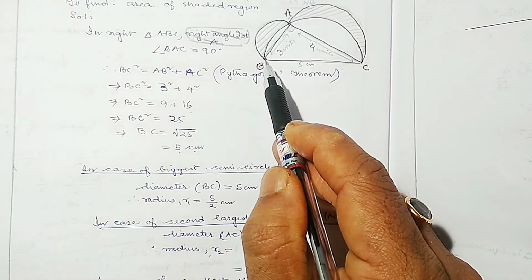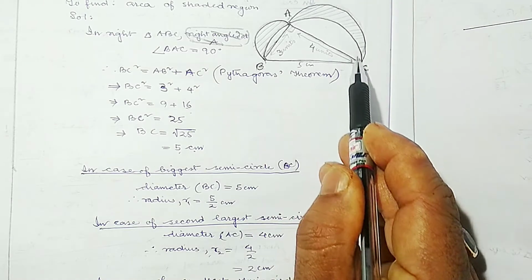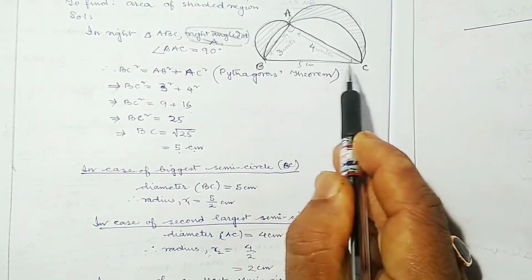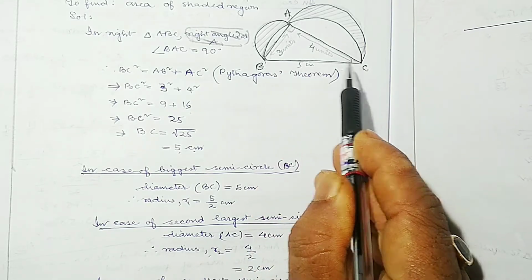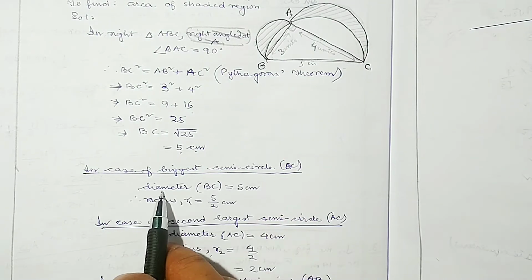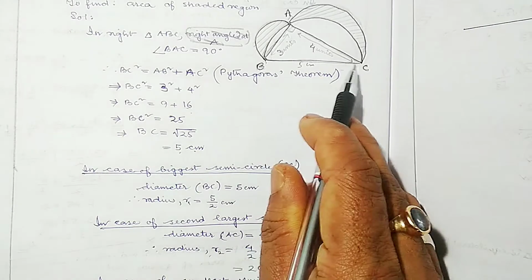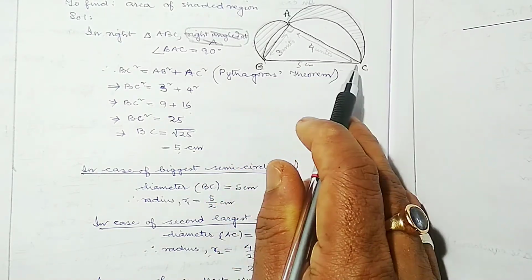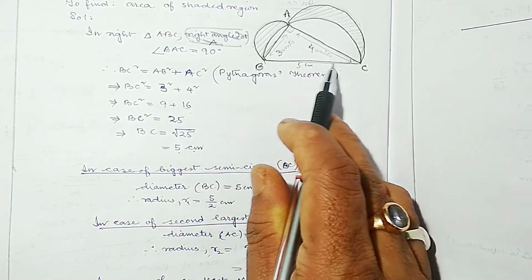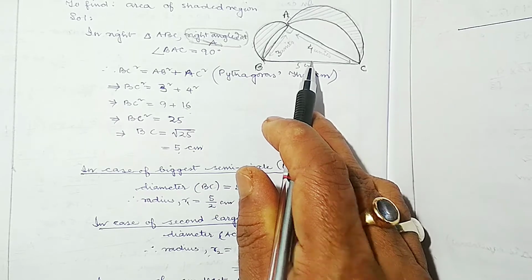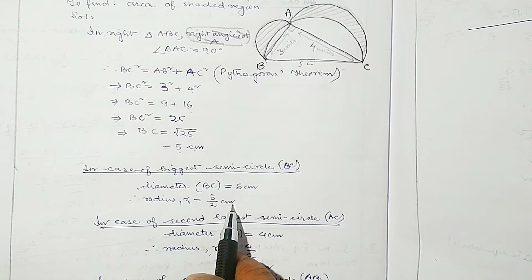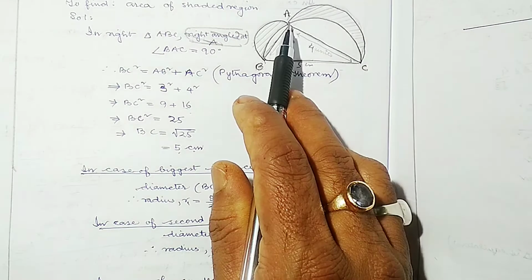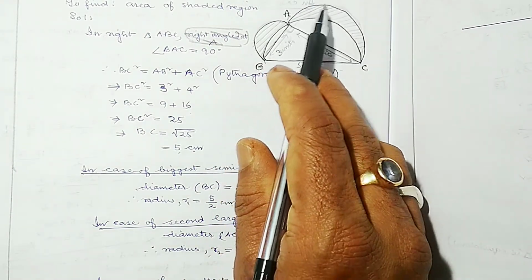Now in case of the biggest semicircle, which is drawn by taking BC as diameter, you can see here the diameter is 5. So in case of the biggest semicircle, diameter BC equals 5, which we have calculated by using the Pythagoras theorem, and since this is 5, its radius will be half of it, so radius R1 equals 5 by 2 cm. In case of the second largest semicircle, by taking AC as diameter, another semicircle is drawn.